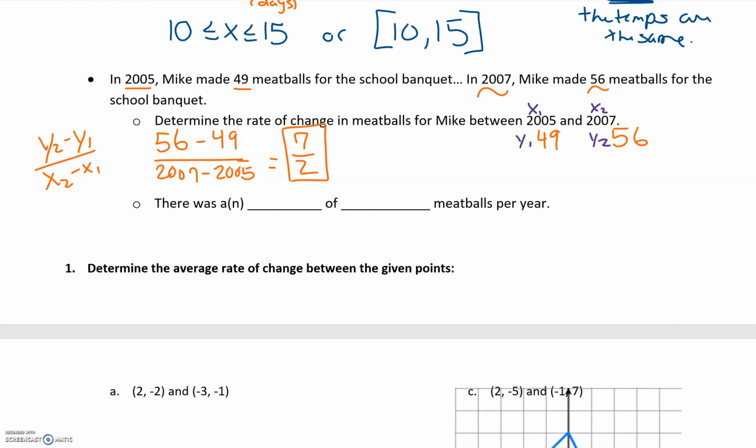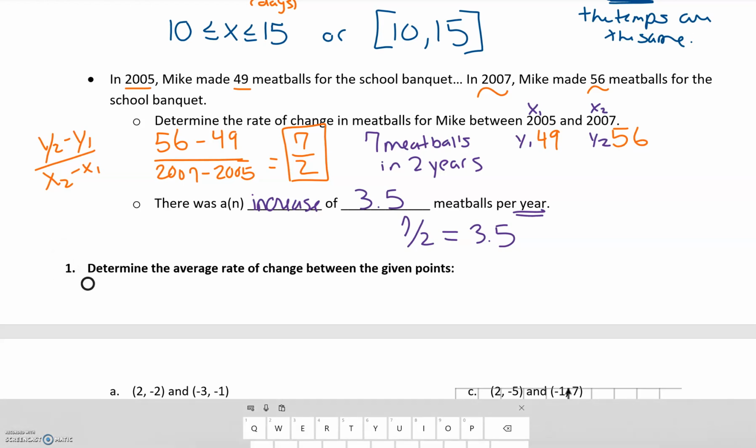Well, what does that mean? That means that there was a blank of blank meatballs per year. Well, this one right here means 7 meatballs, because the y represented the number of meatballs, and this is in 2 years. So how could we figure out per 1 year? Well, we can take that and divide. What is 7 divided by 2? It's 3.5. So that means there was an increase, because it's a positive number, of 3.5 meatballs per 1 year.